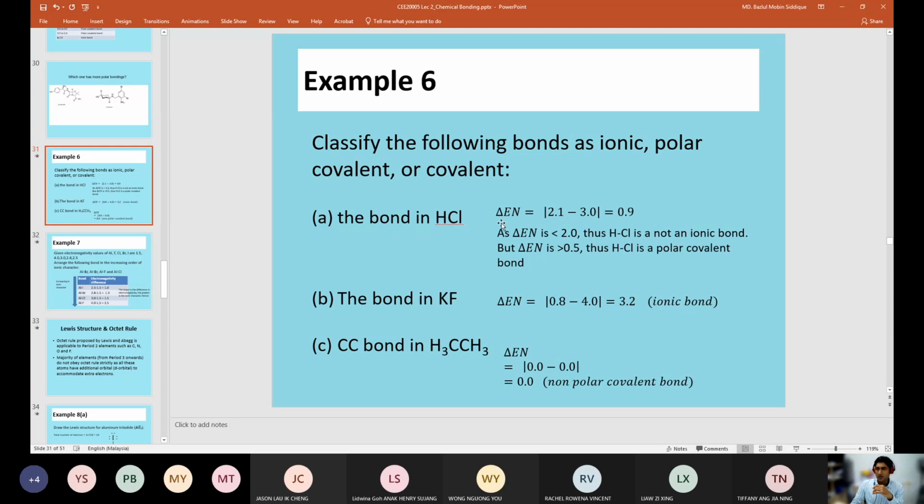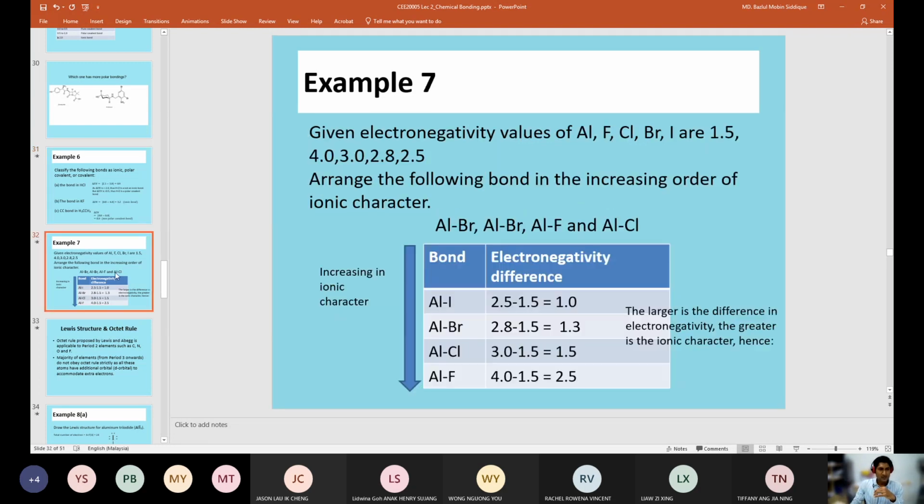We have already seen that when the electronegativity difference is less than 2 but more than 0.5, it is a polar covalent bond. If it is more than 1.9 to be precise, then it is ionic bonding, and less than 0.5, it is covalent bonding. But to be honest, there is no pure covalent bond, because when electrons are shared, one of the atoms is always pulling them towards itself. So there is no pure covalent bonding.